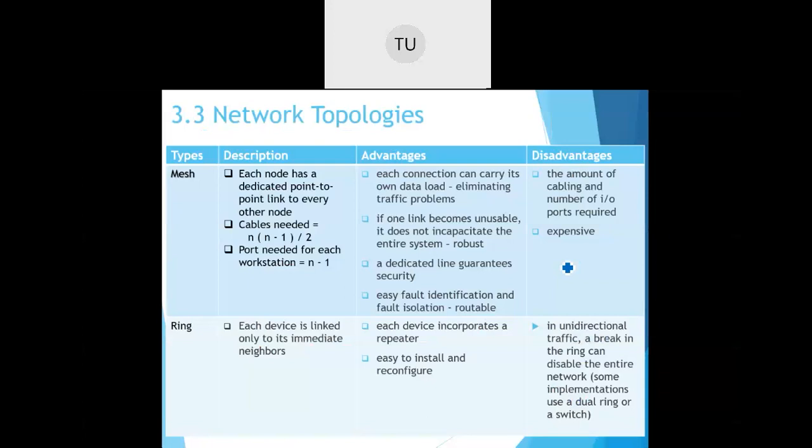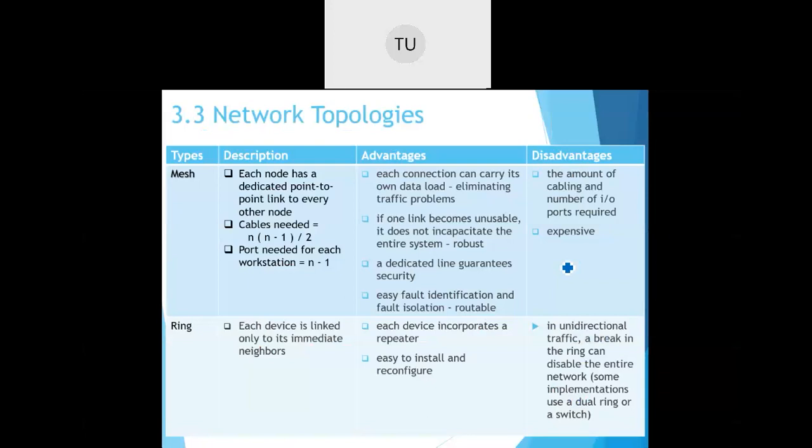We have mesh, ring, star, and so on, right? For mesh, each node has a dedicated point-to-point link to every other node. Cable needed is equivalent to n(n minus 1) divided by 2. n is actually the number of nodes or PCs. Let's say you are connecting 3 PCs. So how many cables do you need?